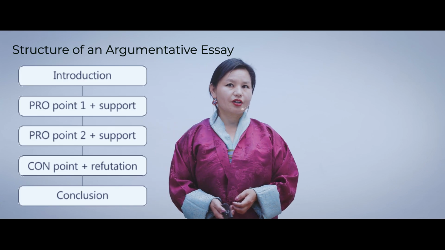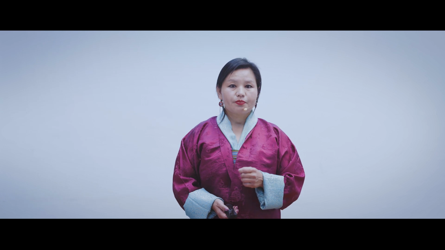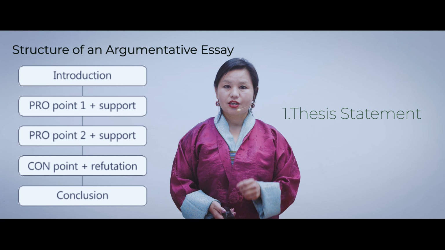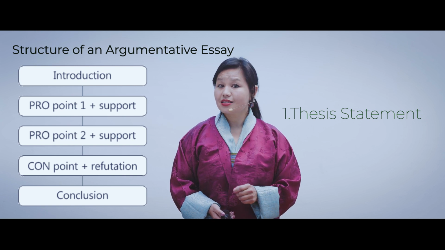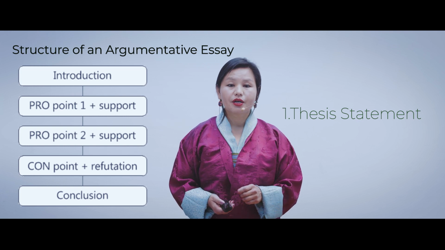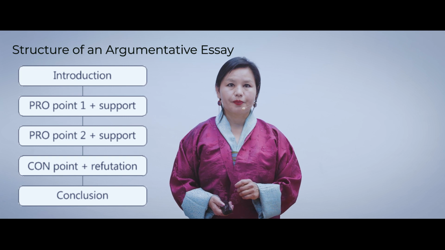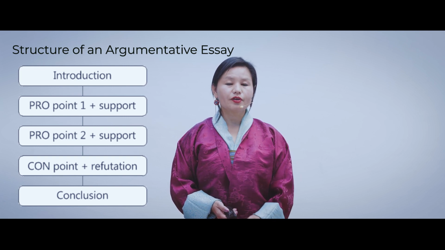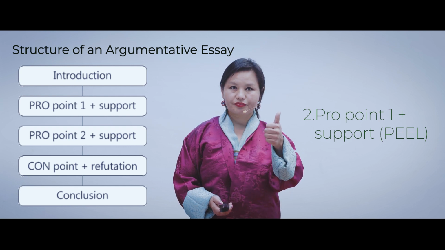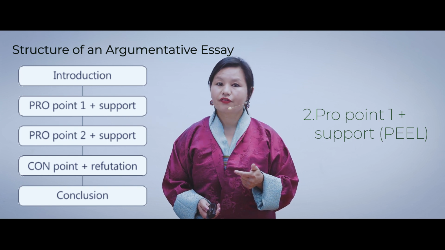So if you look at the structure of an argumentative essay, the first paragraph talks about the introduction of the topic, where your thesis statement has to be there. And what is a thesis statement? It is the strongest sentence which brings out the validity of the idea of the writer. And in the second paragraph, if you look at the structure, you have to bring your pro point 1. And you need to support it by using the PEEL framework.